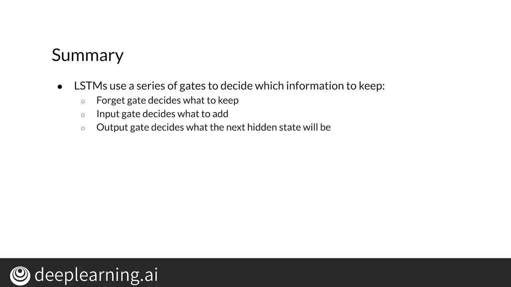Let's recap everything I just covered. An LSTM has three gates to decide what information is passed along the network. The forget gate decides what to keep. The input gate decides what to add from the previous hidden step and current inputs. And the output gate determines the next hidden state and the output at the given step. You now understand the intuition behind LSTMs. In the coding exercise for this week, you'll implement LSTMs on your own.